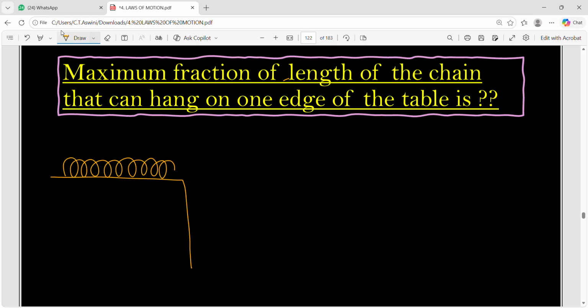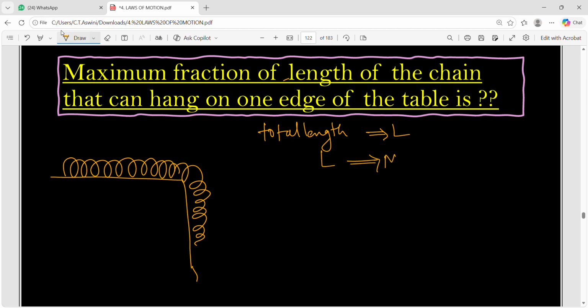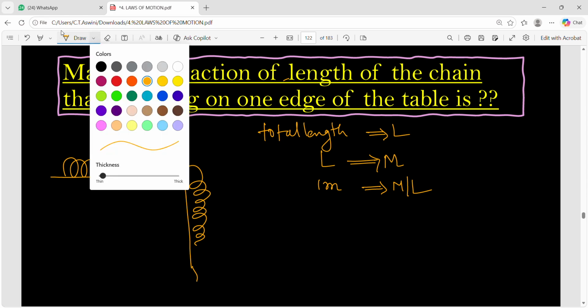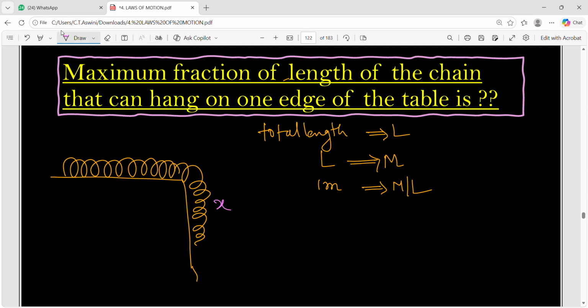Let this be the table. Let this be the chain kept on the table. Due to the weight of the chain, some portion of the chain will hang. Let the total length of the chain be L. And for this L meters, let the mass be m kg. What about for 1 meter? It will be m by L. If L meters mass is m kg, what about 1 meter mass? m by L. Now let us assume that x meters is hanging. So the remaining L minus x is on the table.